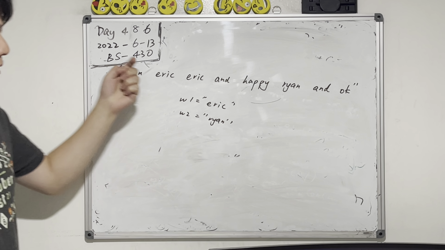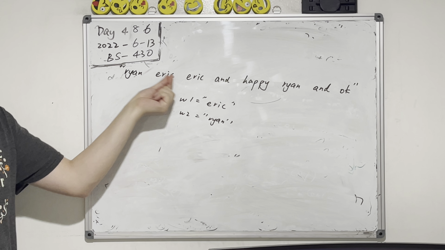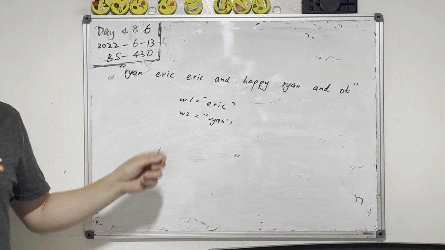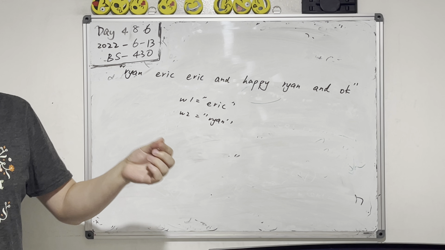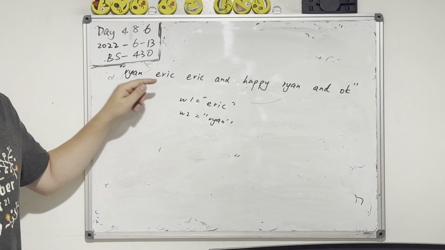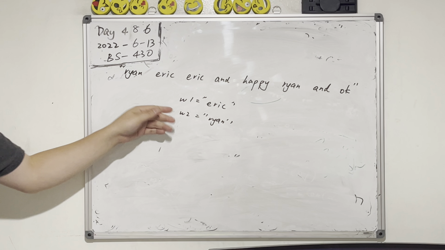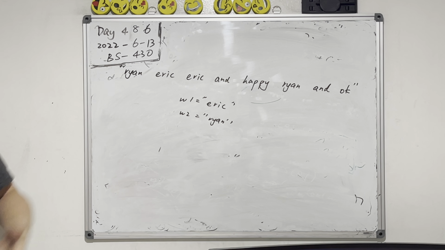Zero. Yeah, zero. To repeat, we are given a string of words separated by white space, and we are given two words. We want to find the shortest distance, defined as the number of words between any word 1 and any word 2. If there's no Eric or no Ryan in the sentence, we return -1.